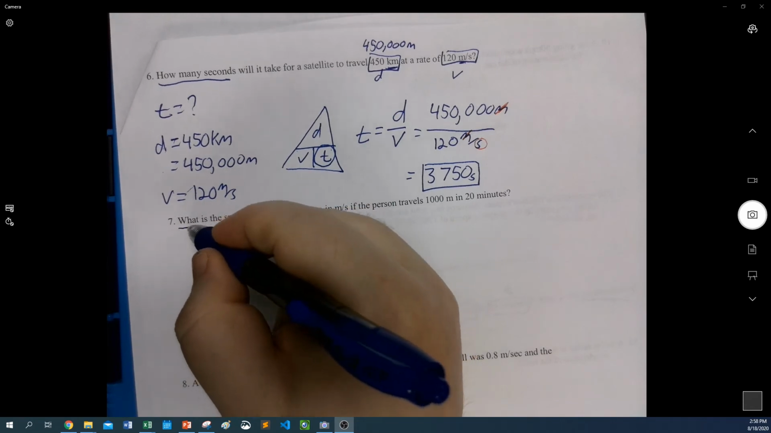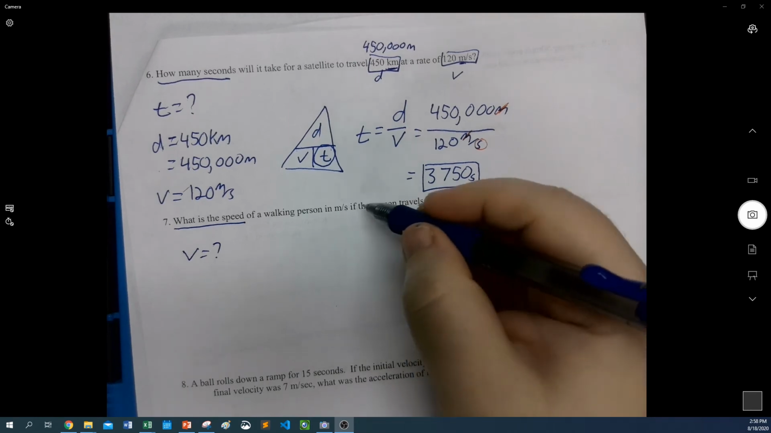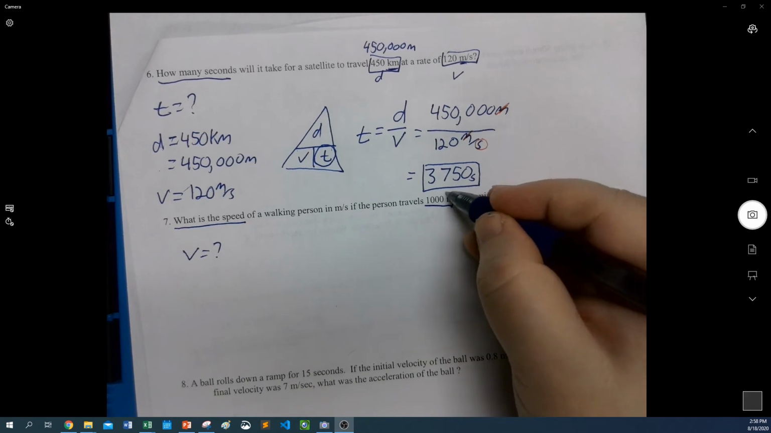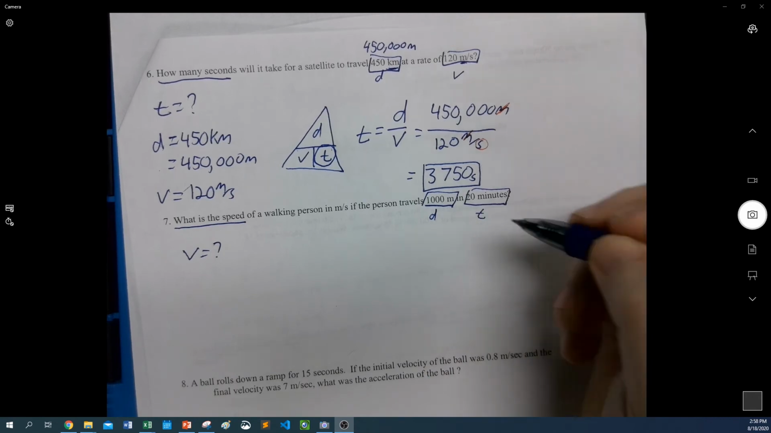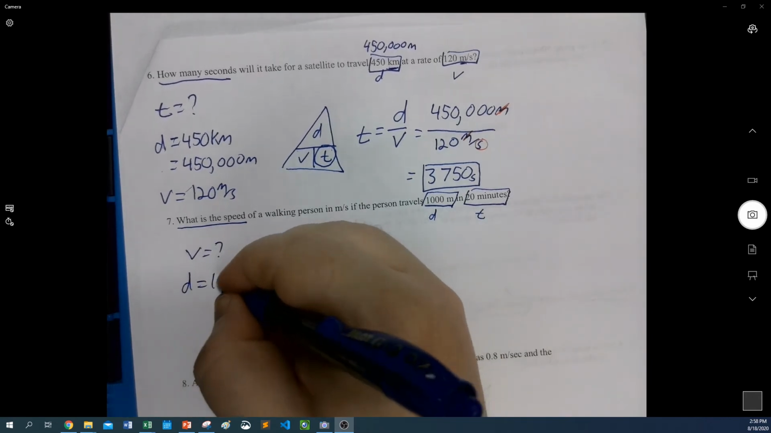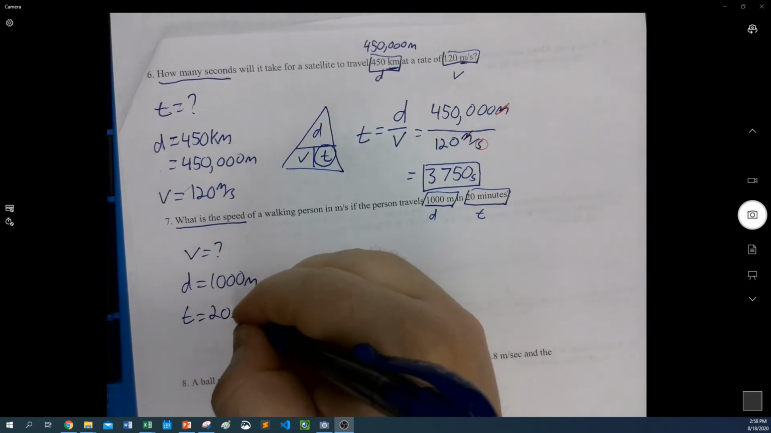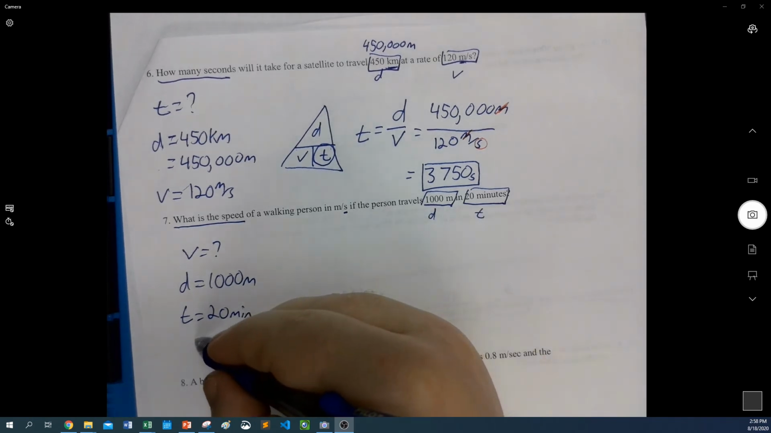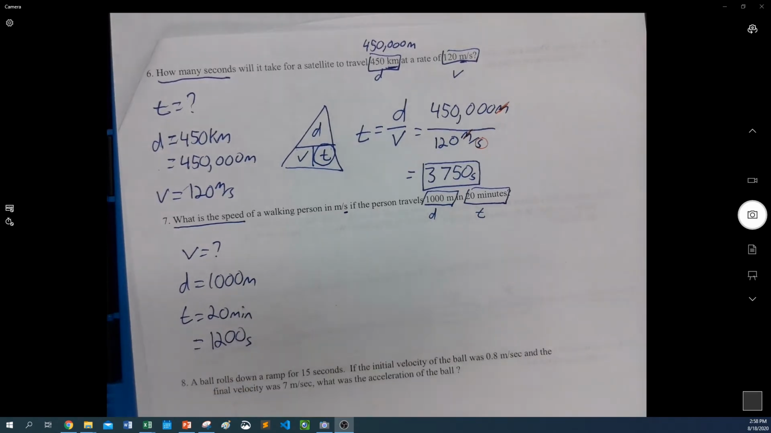So what is the speed? We're trying to figure out what speed is of a walking person in meters per second. The person traveled 1,000 meters, that's a distance, in 20 minutes, time. Our distance is 1,000 meters. Our time is 20 minutes. But we want our answer in meters per second, so we'll convert that into seconds. 20 minutes is the same thing as 1,200 seconds.